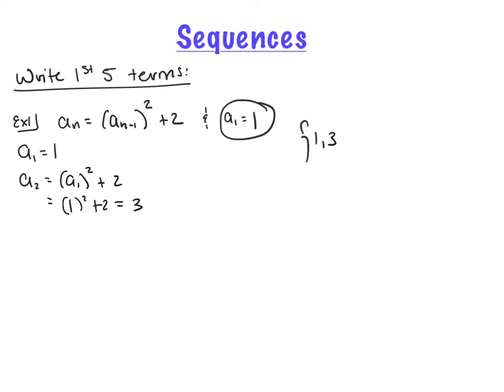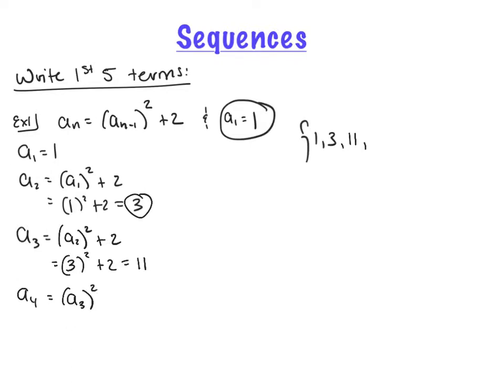Okay, well, let's do the third term. The third term, using the formula, take the term that comes before the third term. Well, that's the second term. So second term squared, and then add 2. So the second term was 3. So 3 squared plus 2 is 9 plus 2, which is 11. Okay, the fourth term. Take the term that comes before that, that's the third term, square it and add 2. The third term, we had that was 11. 11 squared plus 2. 11 times 11 is 121, plus 2 is 123.